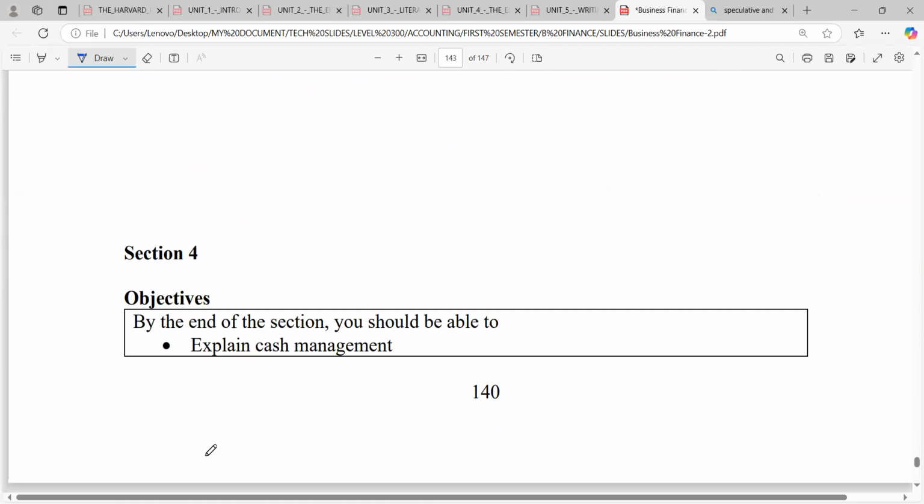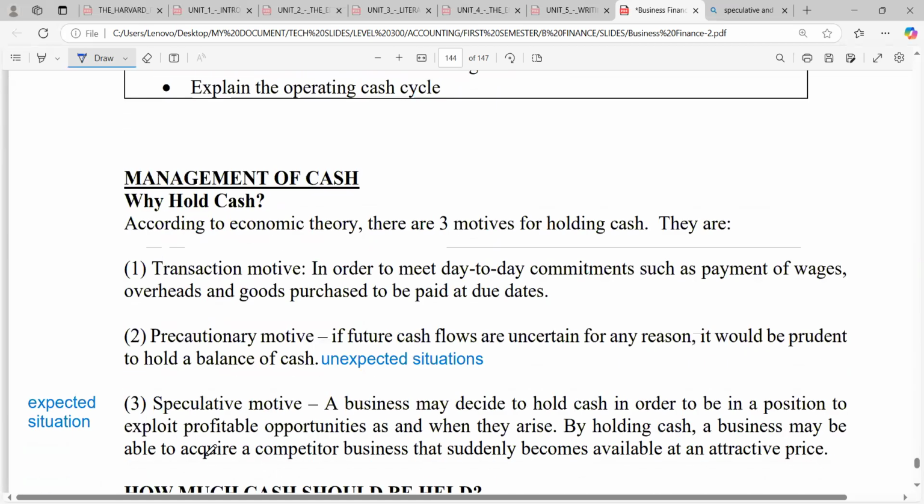Then the next item will be cash. If you keep too much cash in the company, it's bad. If you keep too little cash in the company, it's bad. So you need to manage your cash in the organization at the end of the day. But then why would you keep cash? Why would you hold cash?